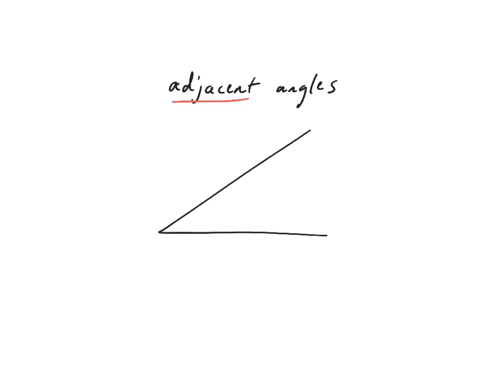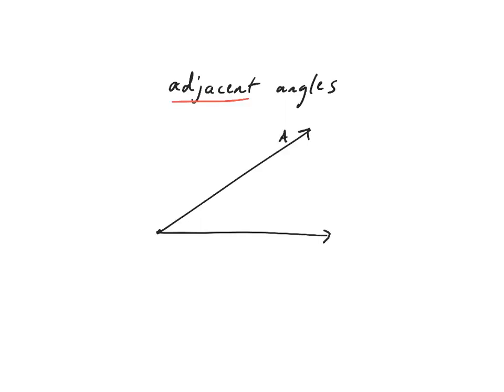In this video, we're going to look at some special angle relationships. The first one I'm going to show you is called adjacent angles. And this word adjacent means next to. So we're going to look for some angles that are next to each other, which means they're going to share a common side. So let's draw an acute angle here.